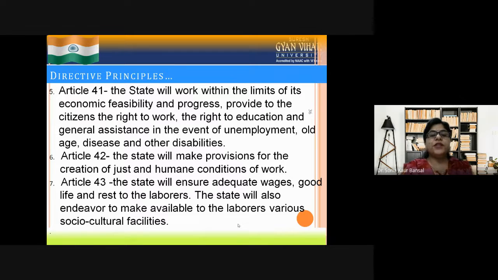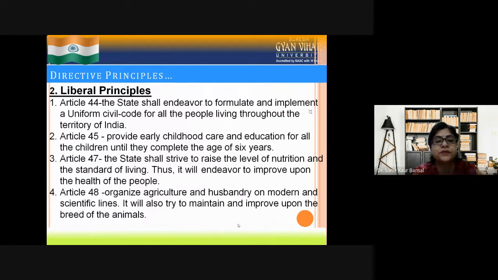Then Article 42 is about the state will make provisions for the creation of just and humane conditions of work. Then Article 43 is about the state will ensure adequate wages, good life, and rest to the laborers. Then the state will also endeavor to make available to the laborers various socio-cultural facilities.